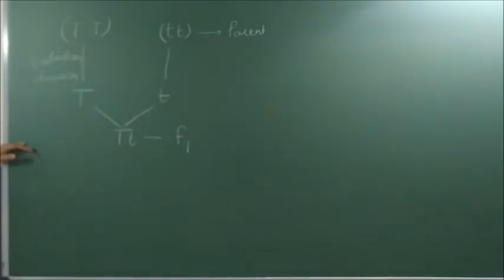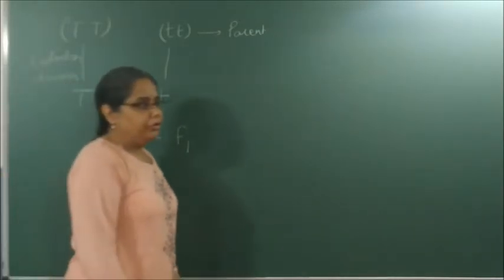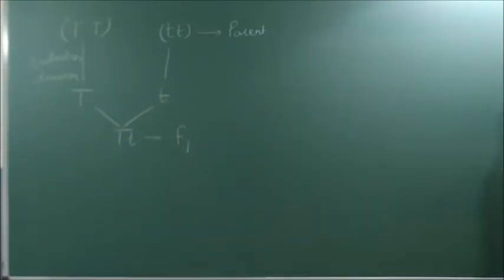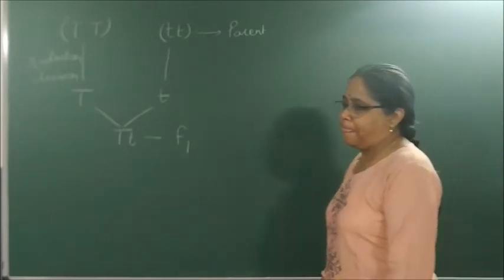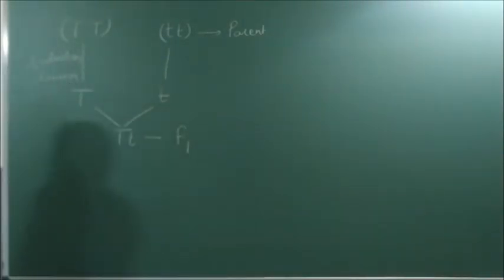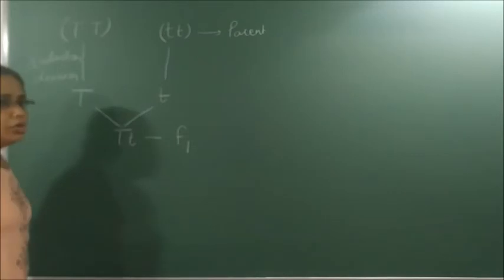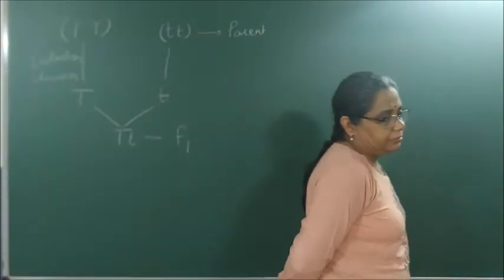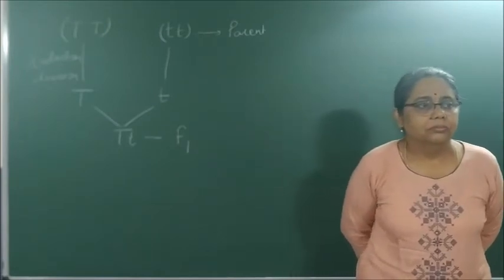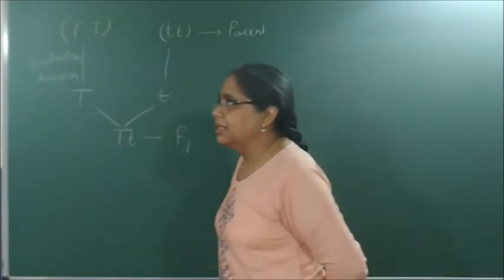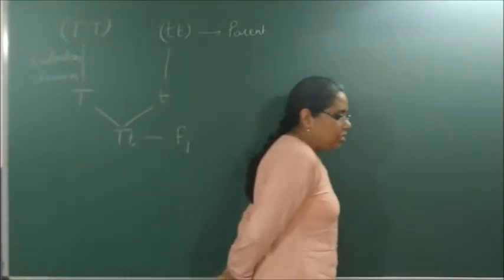In the F1 generation, all plants are tall, which means tallness is a dominant trait and dwarfness is a recessive trait.